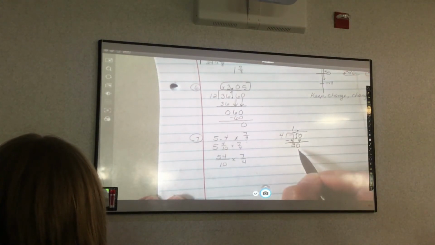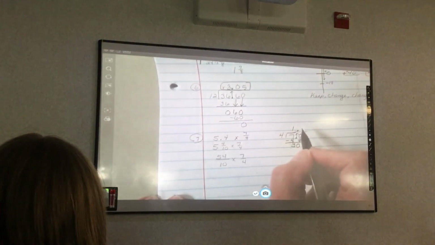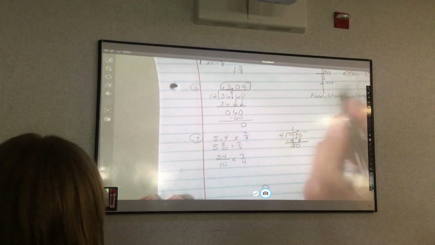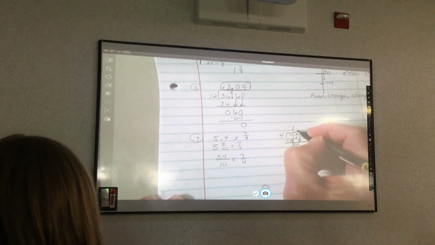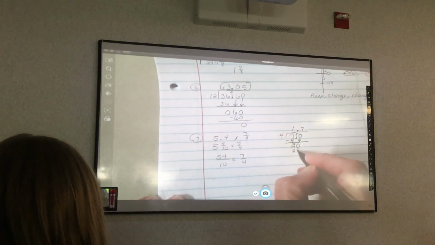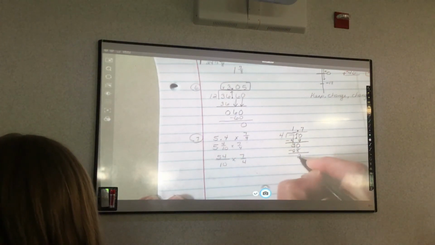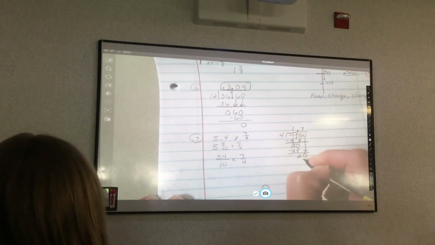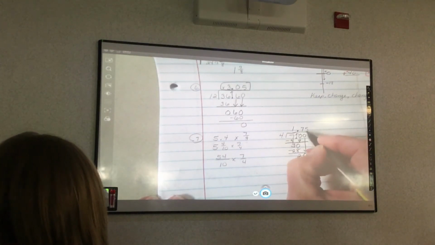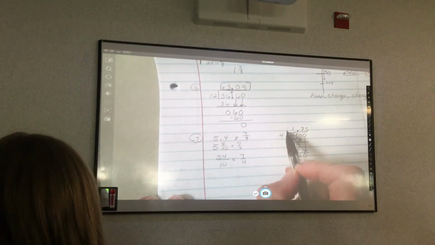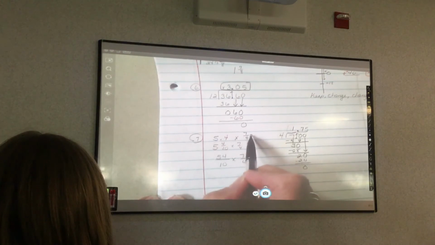Then 4 goes into 30. How many times? You guys have gotta help me out. I'm already foggy right now. Huh? 9? No, not 9. 7. 7 times 4 is 28. 30 minus 28 is 2. Add a 0. Bring the 0 down. 4 goes into 20 5 even times. We got it. So now I've got 1.75.